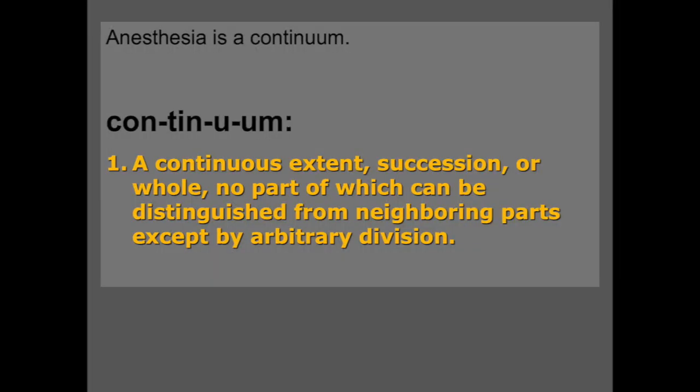So just to review, a continuum is a continuous extent. Notice that from the previous slide, the arrow went from the left to the right. It's a succession or whole, no part of which can be distinguished from neighboring parts. In other words, there's no, as we said, start or stop point, and there's no arbitrary division. It's just some characteristics that you see in the sedation level for the patient.